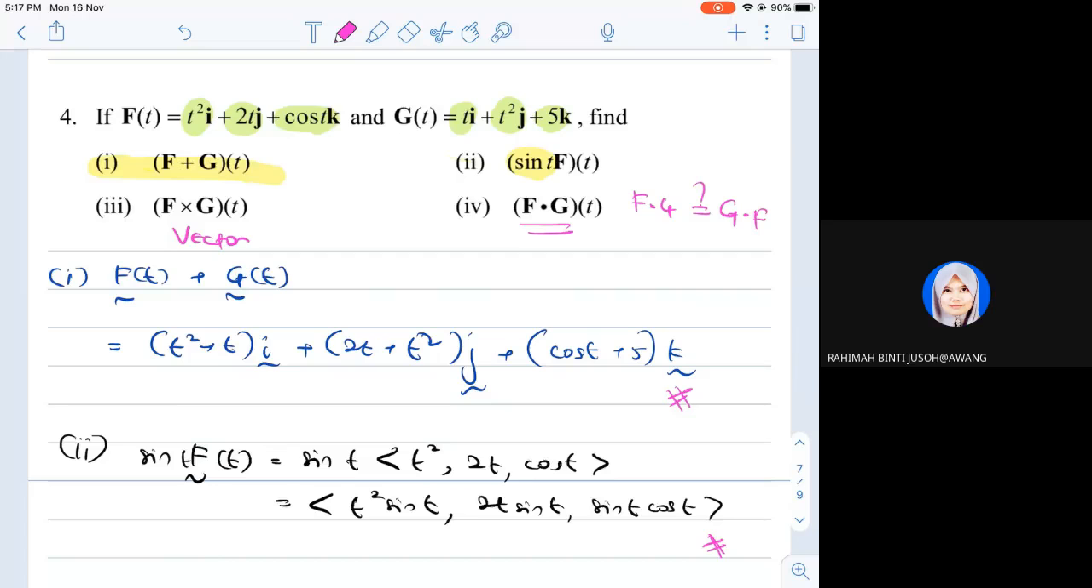Same, same. Scalar, because this is scalar. Okay, this is scalar, no vector. It has no ijk. Alright, so let us proceed.